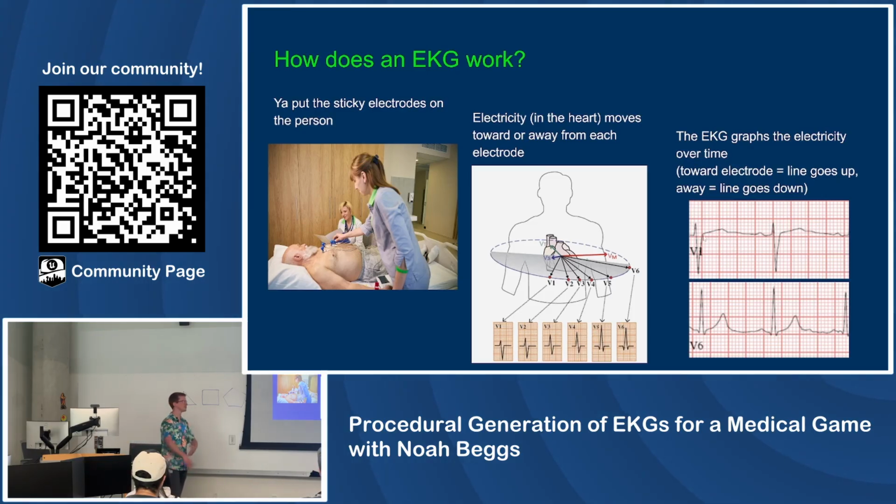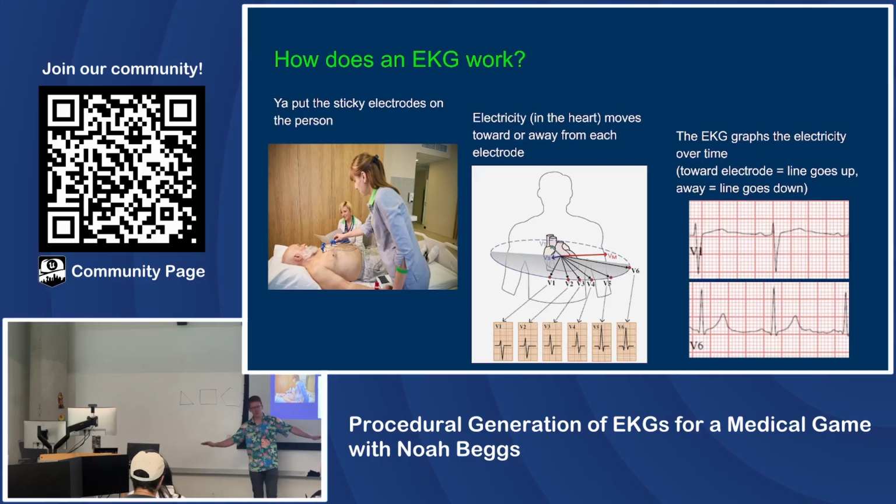If the line goes up, electricity is moving towards that point, and if it's going down, electricity is moving away from it. So like we've got this guy right here, V1, that's on the right side of the chest. Electricity is usually moving to the left side. So the lines on these big spikes is going down because electricity is moving away from the right side. V6 is over here on the left side, spike goes up, right?